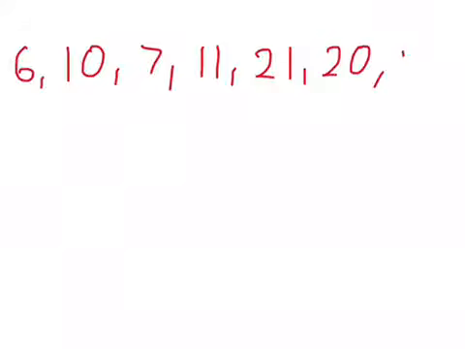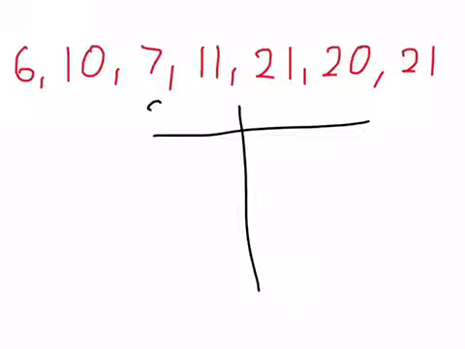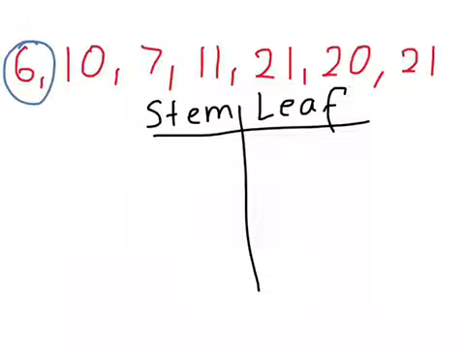If we were given a set of data here, so we've got 6, 10, 7, 11, 21, 20 and 21. So the first thing we need to do is split into two sections, a stem, which is on the left, and the leaf, which is on the right. So we start with the smallest value. The smallest value here is 6. So the 6 goes in the leaf column, and there is actually no number before 6, so we would write a 0 there. The next highest number is 7, so it goes in the same row, so we just put it next to the 6.